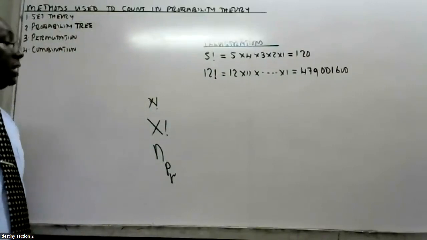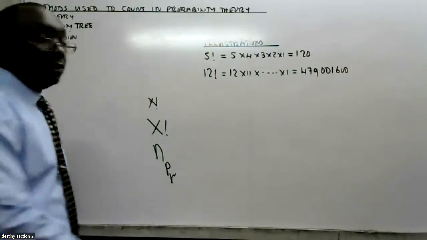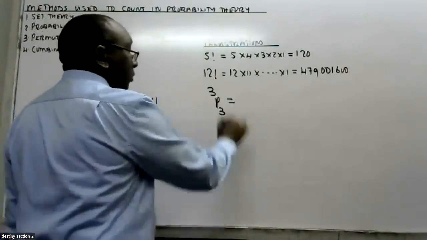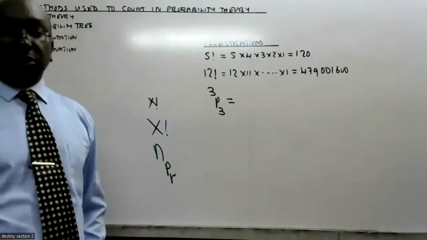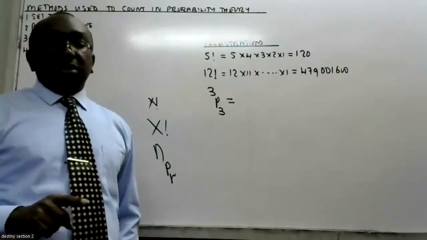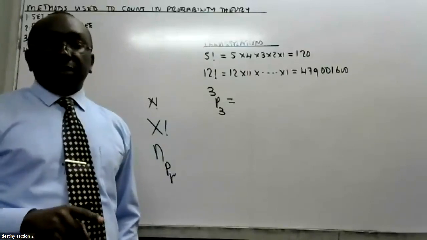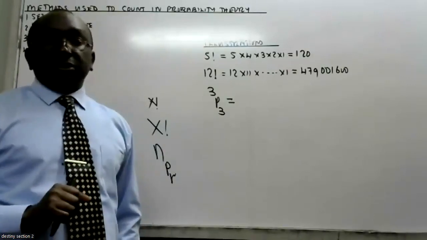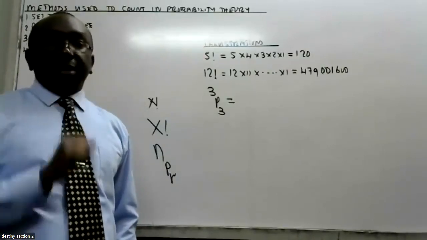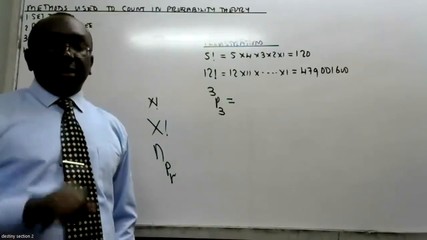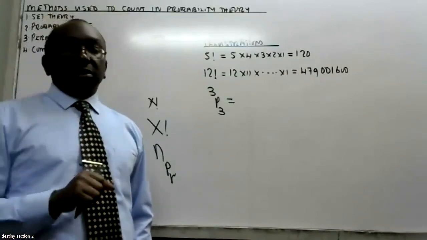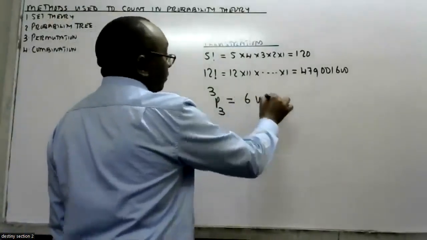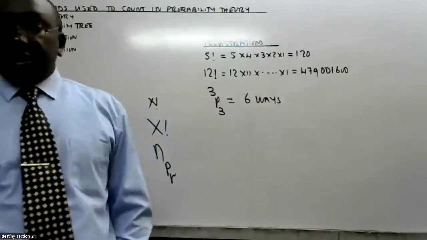Okay, so if we have seen it, I want you to give me 3 permute 3. So you press 3, you press shift, you press NPR, so that on the screen you have 3 and P. Is that so? Then you press 3, and then you press equals. Give me the answer. What do you get? 6. Yeah, that is 6 ways. Good.